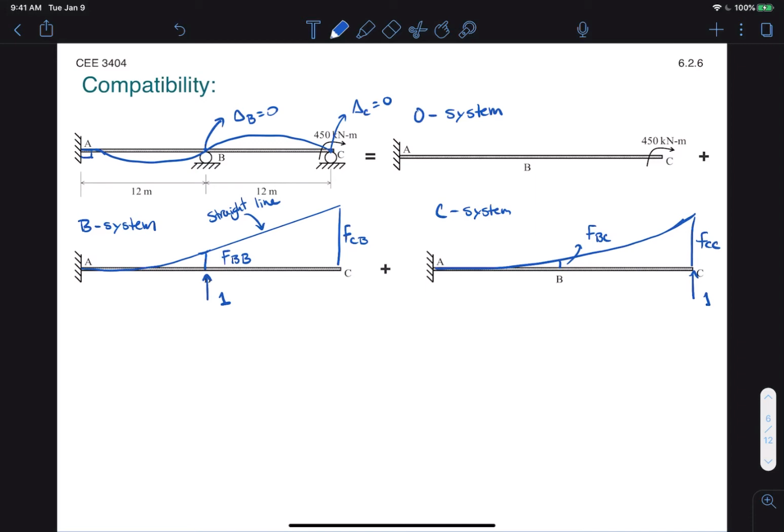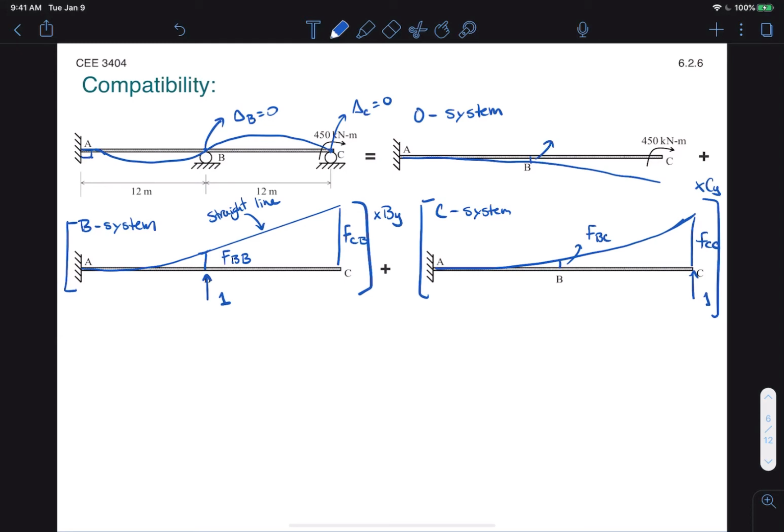Okay, we have to remember that these will be multiplied by the corresponding reaction. Again, good idea to put this in brackets so you understand that they're getting multiplied or scaled by the reaction. Now the last thing we're missing is the 0 system here. The deflected shape will look something like that. We'll call this delta B0, and we'll call that delta C0.